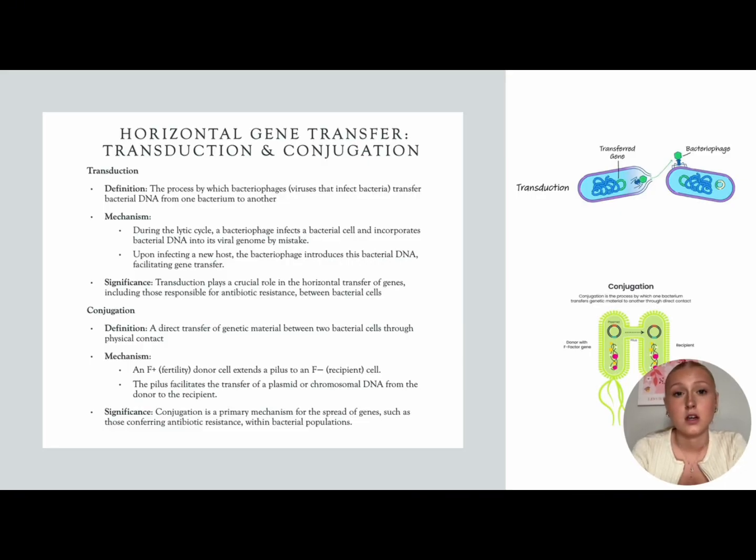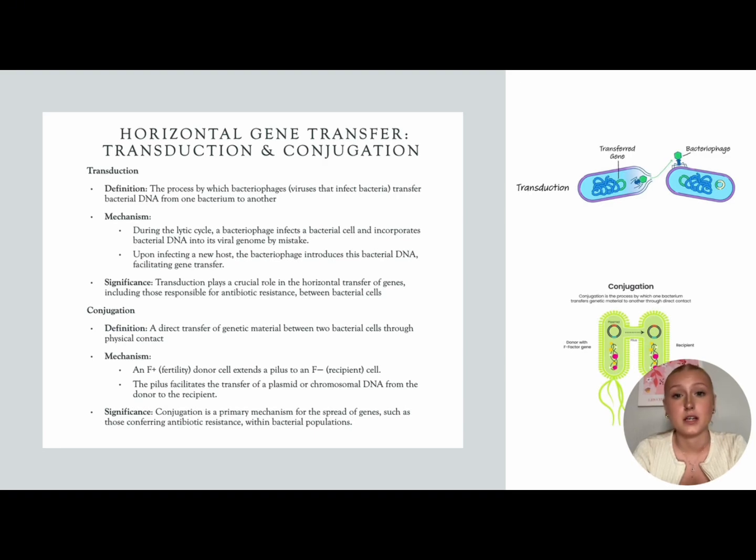Starting with transduction, transduction happens when a bacteriophage, which is a virus that infects bacteria, accidentally packages bacterial DNA instead of its own viral DNA. When this phage infects another bacterium, it transfers that DNA into the new host. There are two types of this. First, generalized transduction, where any bacterial gene might be transferred, and second, specialized transduction, where only genes near the viral integration site are transferred. This process is especially important because it allows bacteria to acquire new traits like toxin production or antibiotic resistance. Moving on to conjugation.